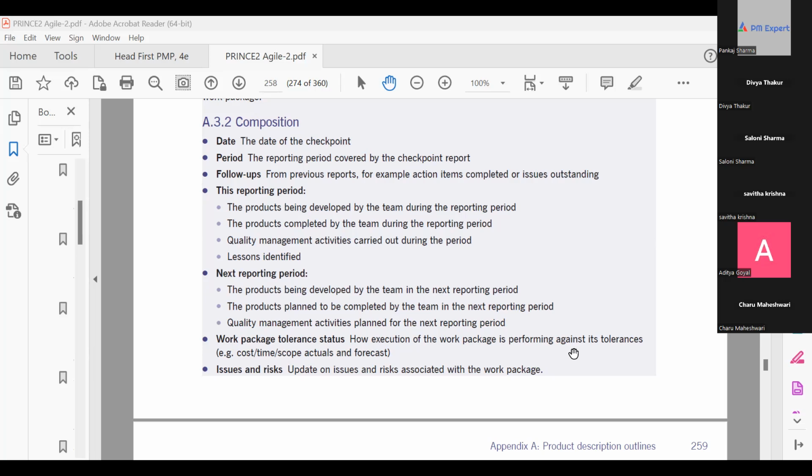In fact, apart from this, if there are any changes on the way, you can write about the change request also. So these are the basic reports.